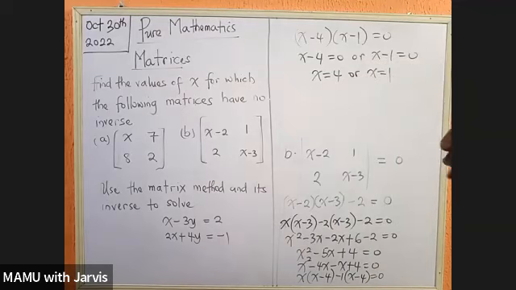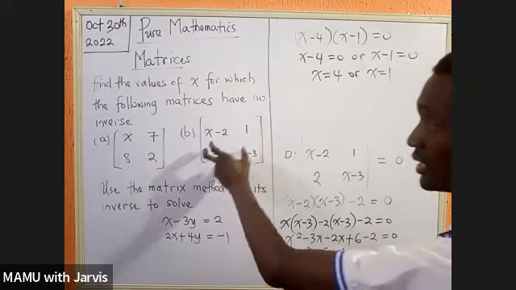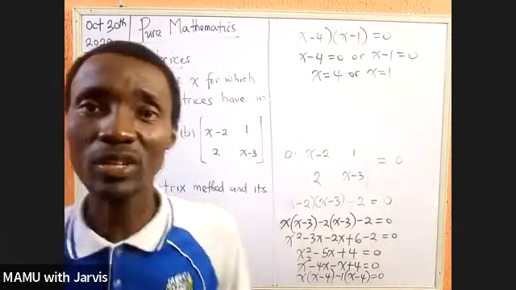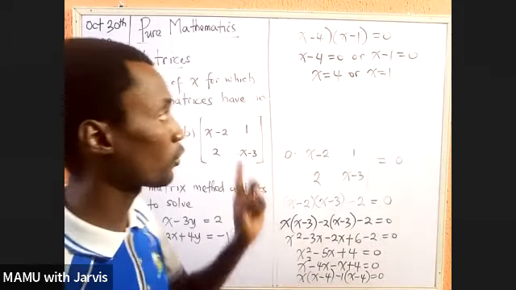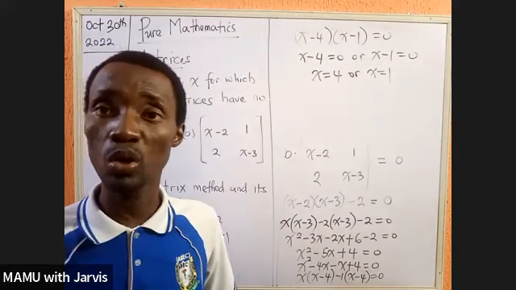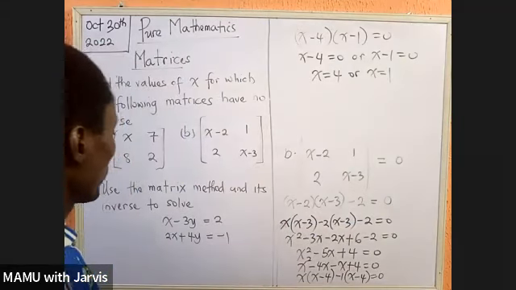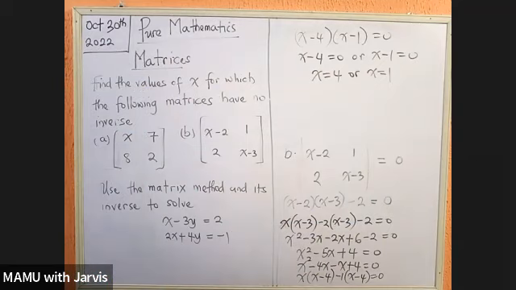So with this, there are two possible values for which this matrix will have no inverse. Remember I said that the matrix has no inverse if and only if the determinant is equal to 0. So that takes care of that problem. And then we'll go to the next one that talks about using the matrix method and its inverse to solve this problem.